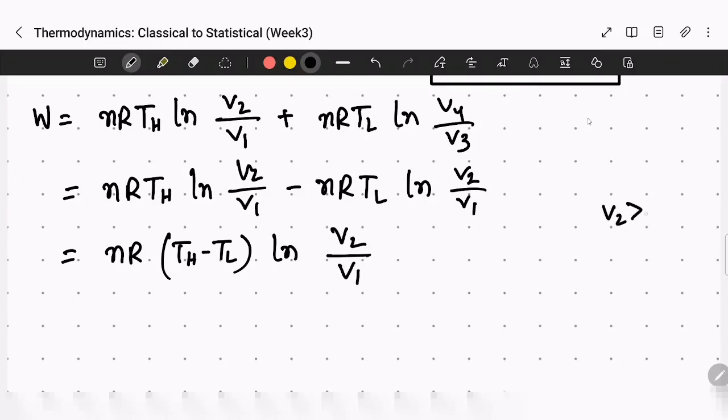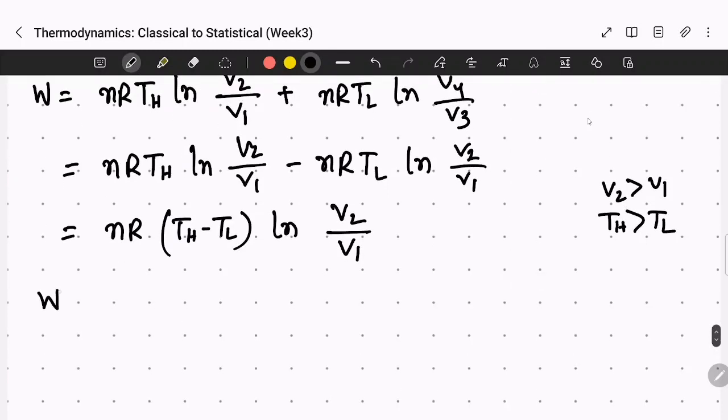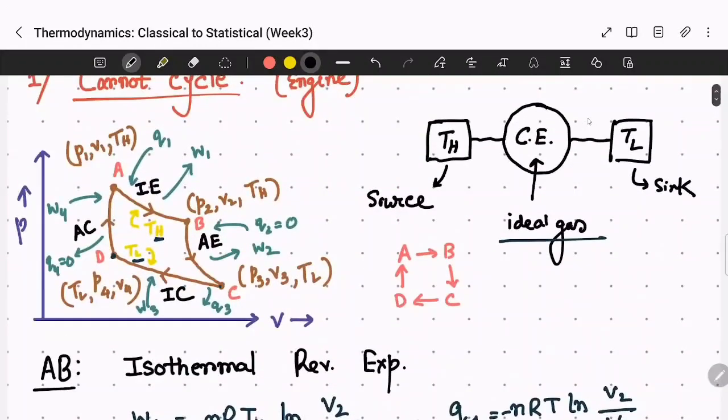Now V2 is greater than V1, and T_H is greater than T_L, so essentially W is greater than 0. So we are getting a work done. Due to this overall four-stroke cycle, we are getting W amount of work done. That is a non-zero work done, and that is the proof.